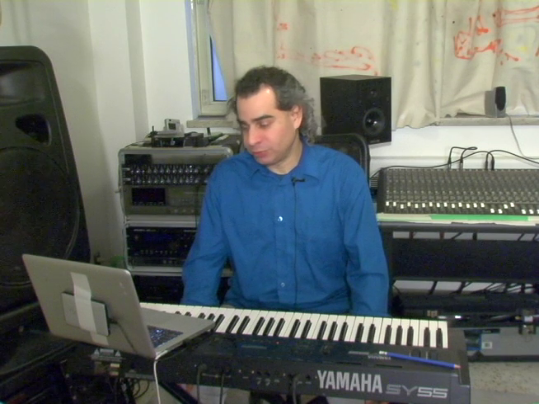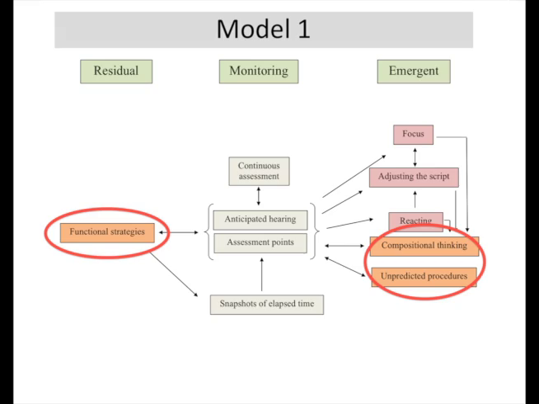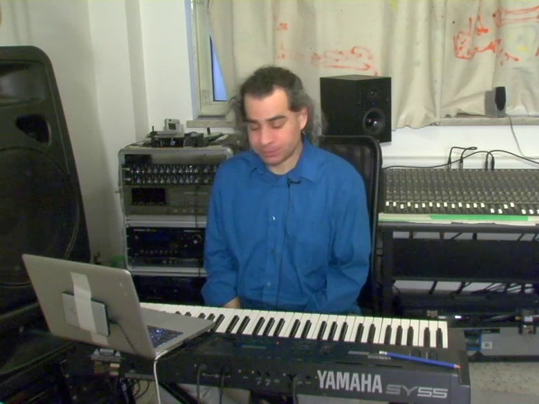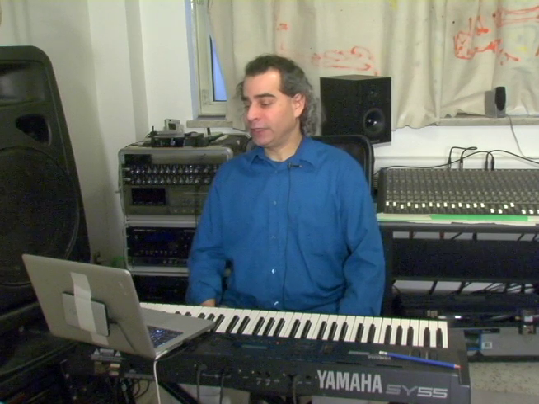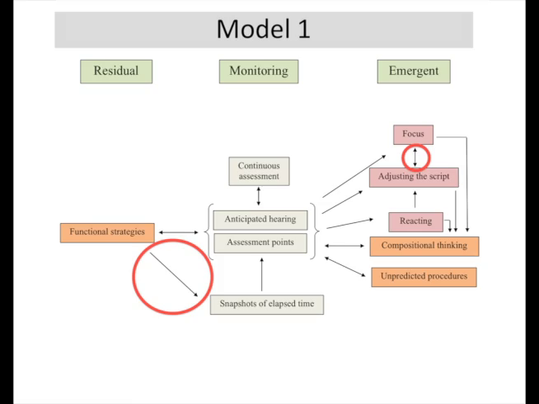A few things to say about the graphic representation of the model. In the residual and the emergent behaviors, we find the boxes that feature operational behaviors with orange backgrounds. In the emergent behaviors, we find boxes with a pink background, and those are the informative behaviors. As we can see, each box is connected to others through lines, through arrows. Some are double pointed, some are single pointed.